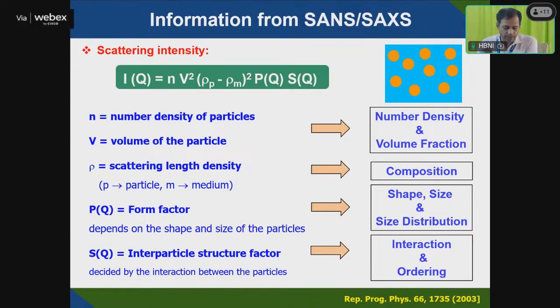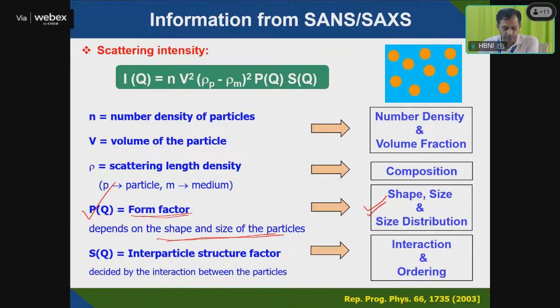So P(Q) and S(Q): P(Q) is your intra-particle interaction, that is, within the particle, what is the interaction. That will mainly give your form factor, which depends on the shape and size of the particle, whether you have a cubical, spherical, or hexagonal shape. The form factor P(Q) will mainly depend on the shape and size of the particle. That means it will give you shape, size, and distribution.